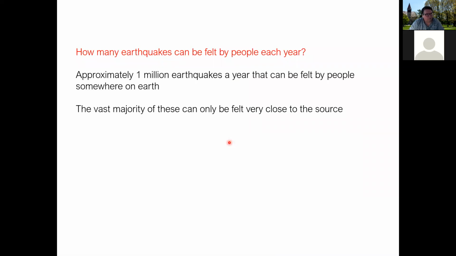So about 1 million a year are felt on planet Earth. Most of these are felt very close to the source. The Yellowstone example is a perfect example of this, where folks living in southern Montana, northwestern Wyoming, and Idaho actually felt them. Very, very mild earthquakes in this case, but in general they're not commonly felt any further away than that.